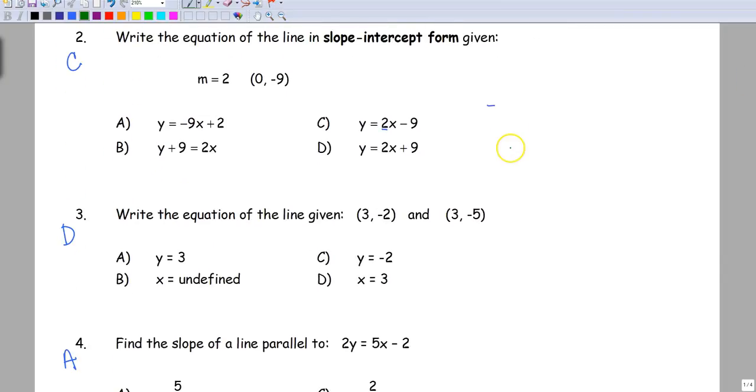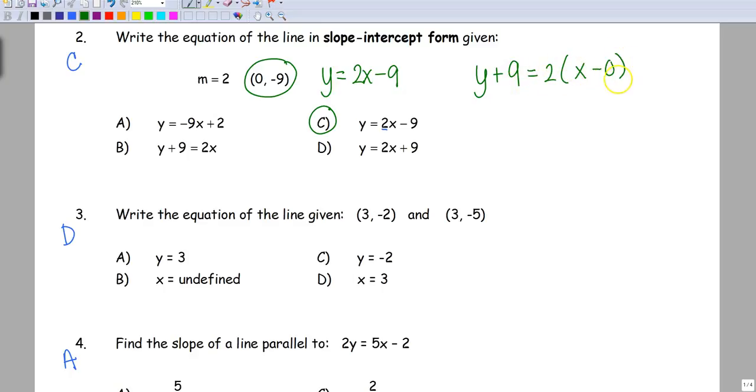Number 2, slope-intercept form. You should notice that you have a starting point here, so you can plug it right into your equation, 2x minus 9, that gives us C. However, you are welcome to do point slope form as well. That would look like this. And then I'll distribute the 2. And then when you subtract the 9 over, you will also get y equals 2x minus 9. It's a little more work, but you get the same answer.